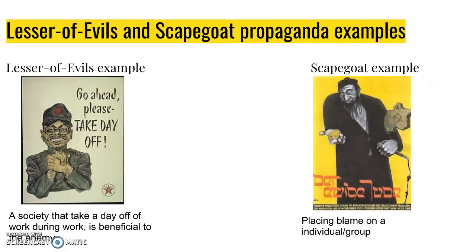Lesser of Evil's propaganda example is located on the left, illustrating a Japanese soldier or colonel saying go ahead, take the day off, which is an underlying statement for a society that takes a day off of work during work week is beneficial to the enemy, hence to Germany and Japan. And once again, scapegoat example, placing blame on an individual or a group.